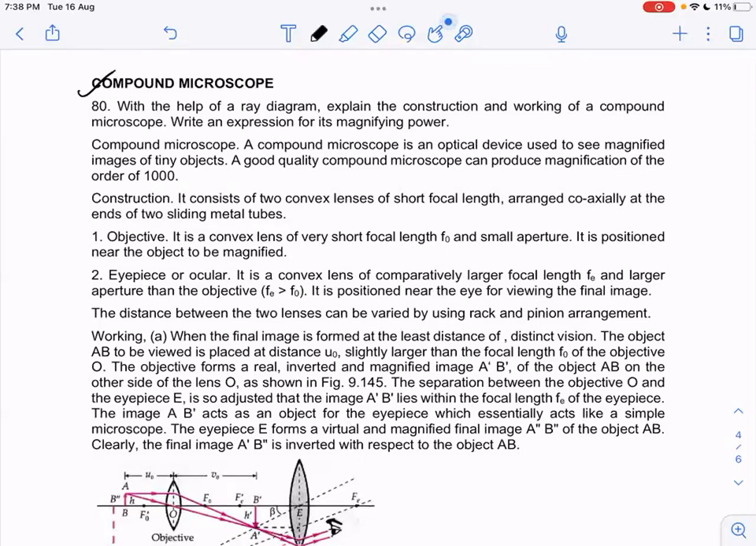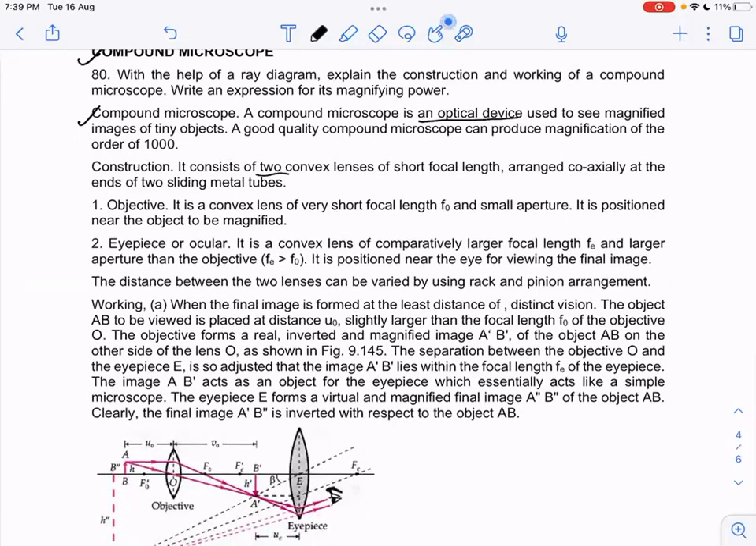So next one is a compound microscope. When you talk about a compound microscope, basically it is also an optical device which is used to see magnified images of tiny objects. Then what is the difference between a simple and a compound microscope? As the name suggests, a compound microscope is a combination of lenses. The simple microscope was only having one convex lens, whereas a compound microscope has two lenses which are combined.